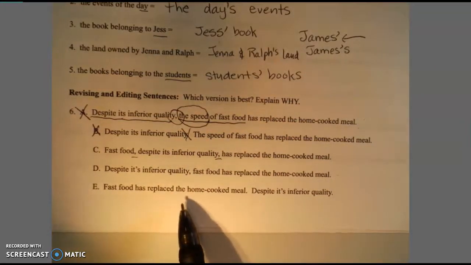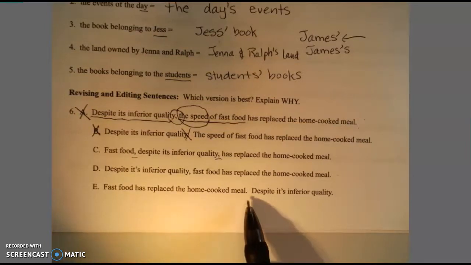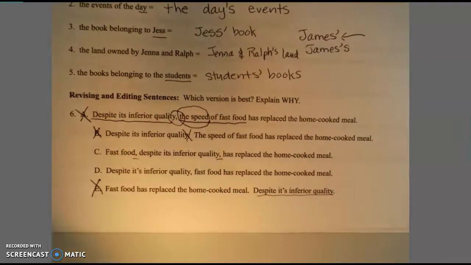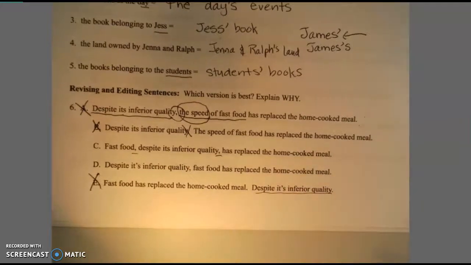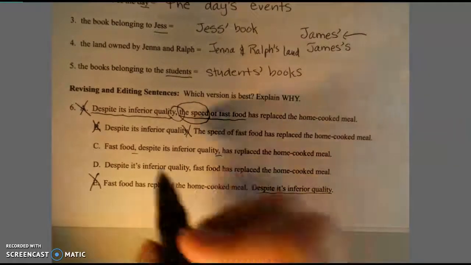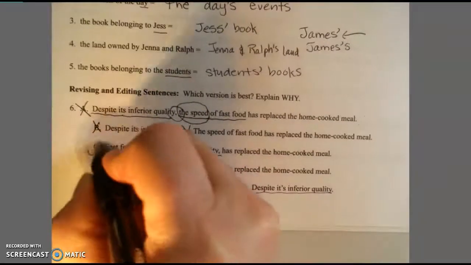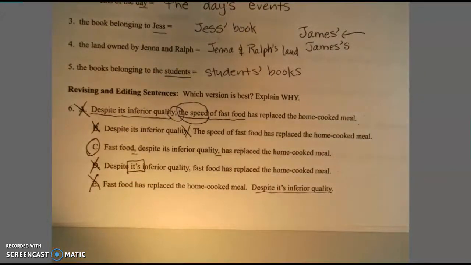And then letter E, fast food has replaced the home-cooked meal. Ooh, see, here's a fragment, so it's not that. So we are left with C and D, and rereading through them, I notice that D is using an incorrect its. They're using it is there instead of the possessive, so it can't be D. So our correct answer is C is the best. All right, there you go.